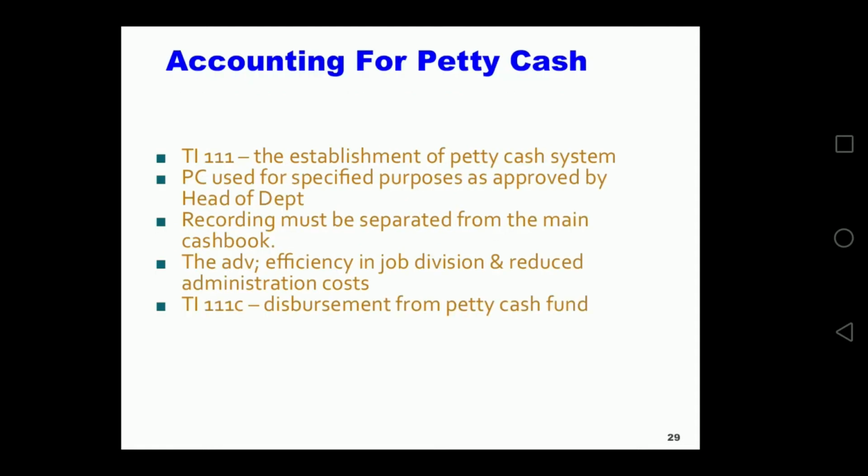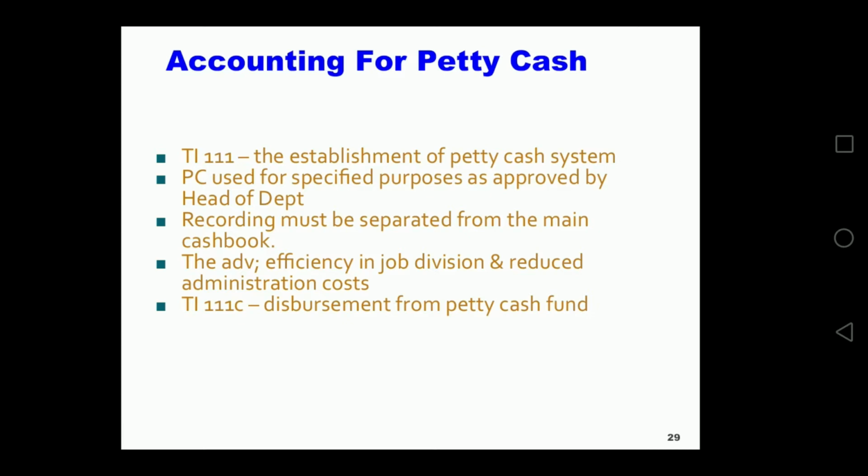Next, I will be explaining about accounting for petty cash. According to TI 111, the Secretary General to the Treasury or the State Financial Officer may authorize the Accountant General or the State Accountant or State Treasurer, as the case may be, to establish an imprest system for the petty cash. The Accountant General or the State Accountant may sanction any public officer to utilize the petty cash fund for the disbursement of expenditure incurred.